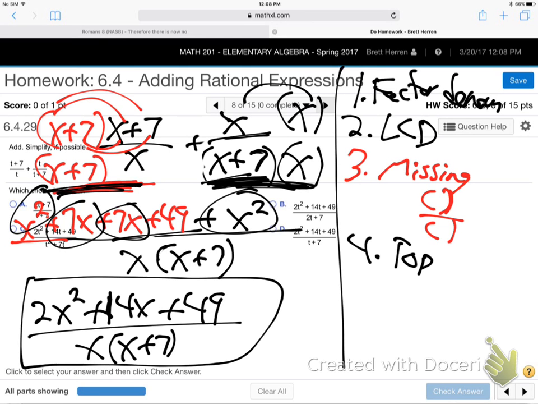The top's not factored. That's just it right there. Are we good with that? Questions on that? It was already factored into x plus 7 squared. What are you talking about? I'm talking about this line right here. So we're just done right there. That's our answer. Mm-hmm. That's our answer.